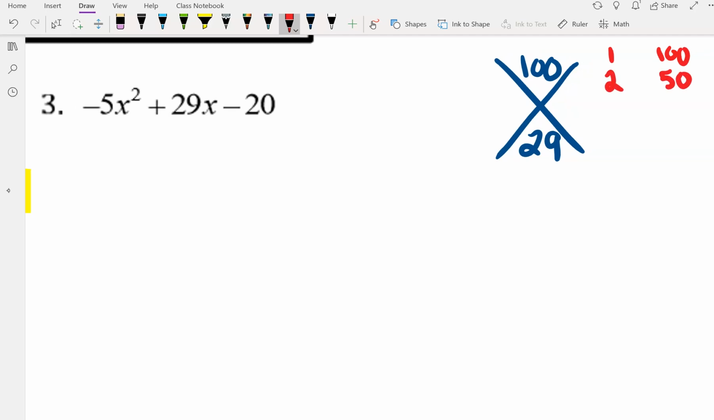3 doesn't go in evenly to 100. 4 goes in, 4 times 25. 5 goes in, that's 5 times 20. 6 doesn't go in evenly. If you don't know that, that's okay. Just use your calculator. 100 divided by 6 doesn't go in evenly. Then do 100 divided by 7. That doesn't go in evenly either.